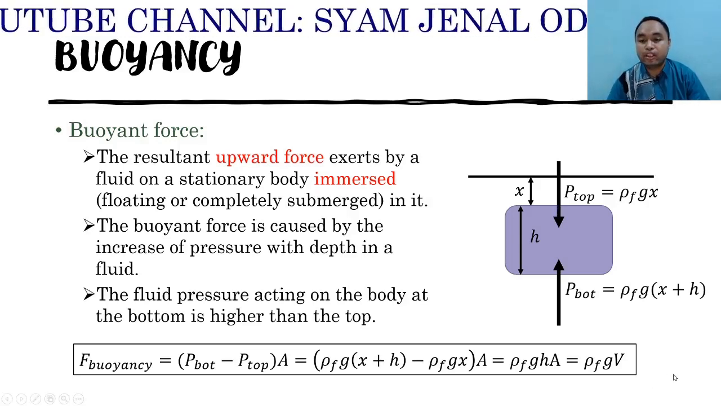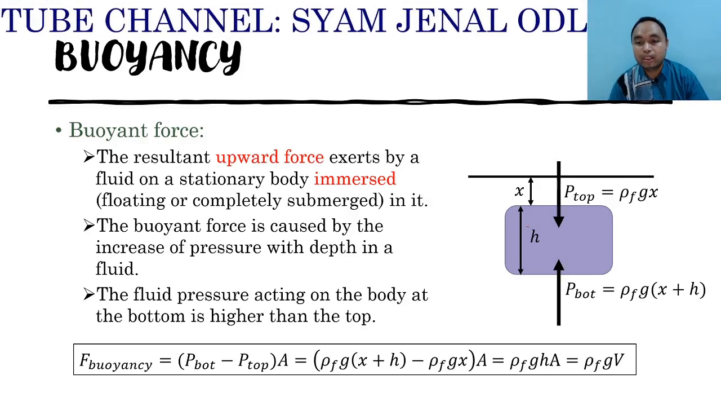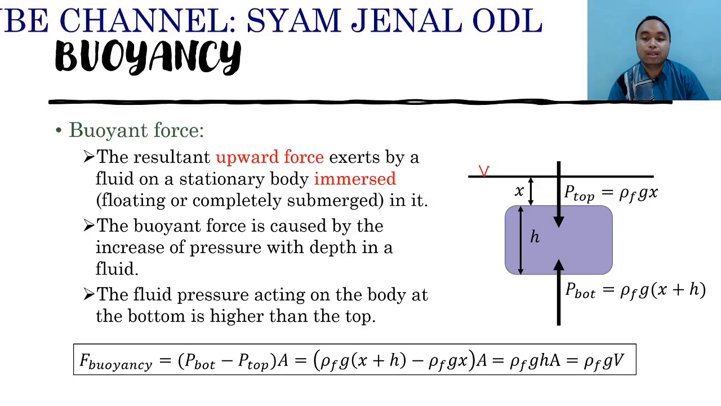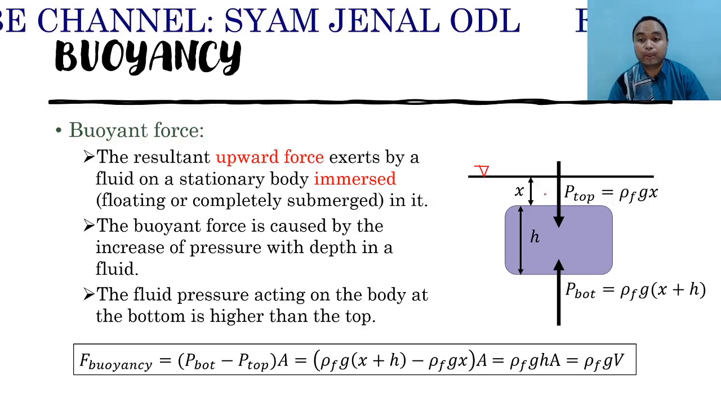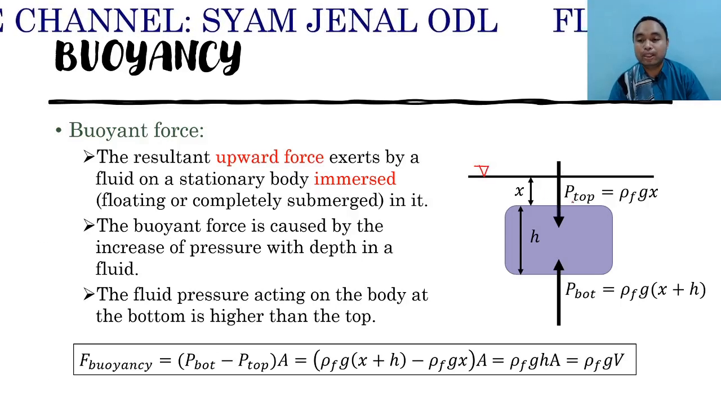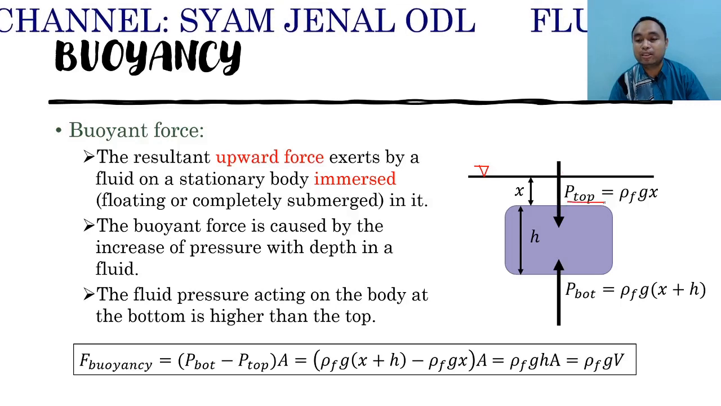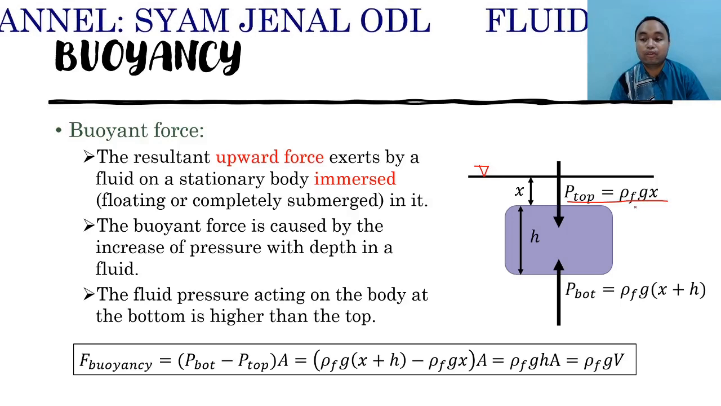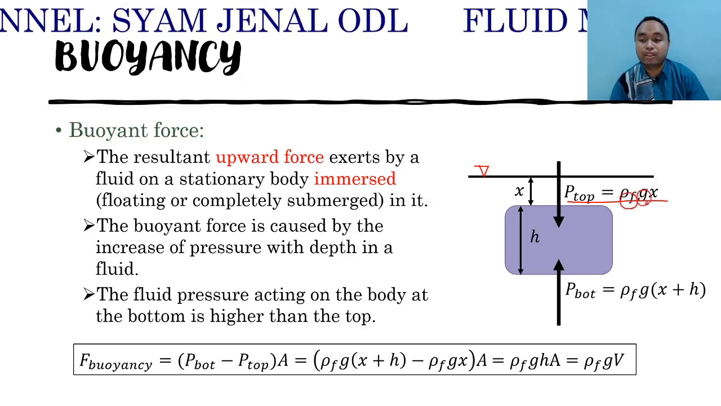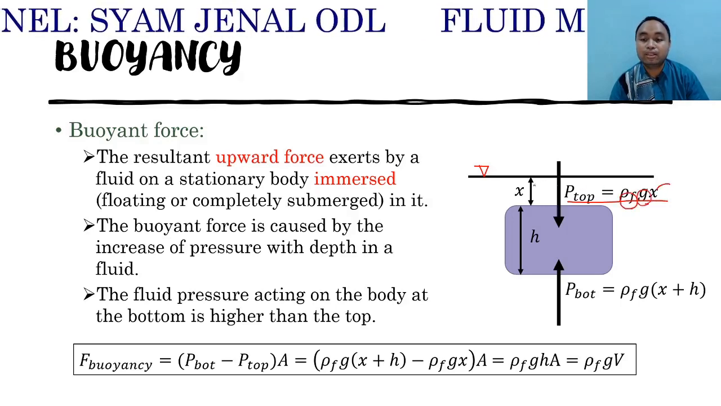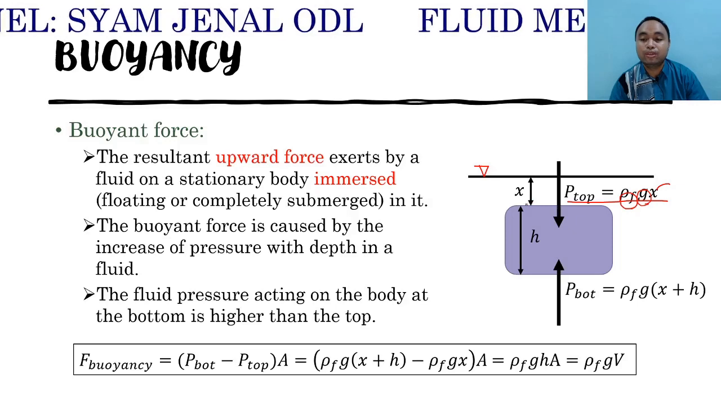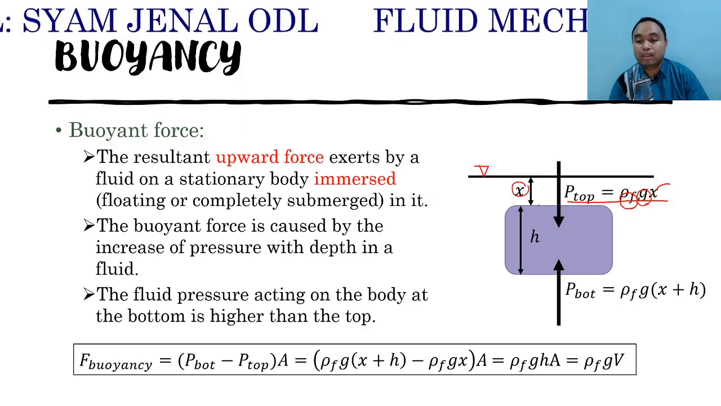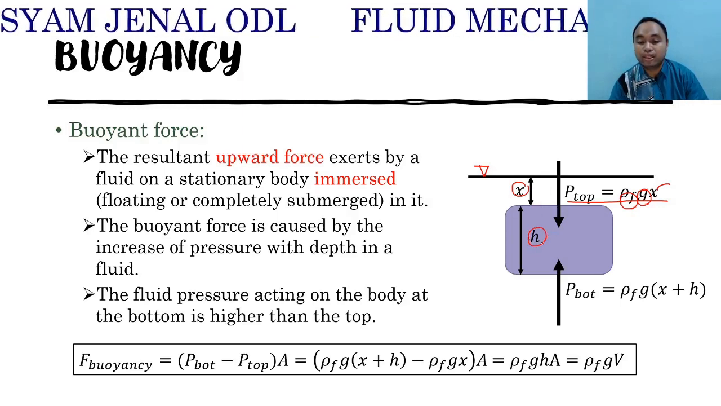Okay, if you can see from the picture on the right side, it is assumed that the body is dropped inside a liquid, and this is the surface of the liquid. The top part of the body is receiving a pressure from the top with this equation here, where this is the density of the fluid, this is the gravitational effect, and x over here is the distance between the surface and the top part of the body. Now the height of the body is denoted as h.